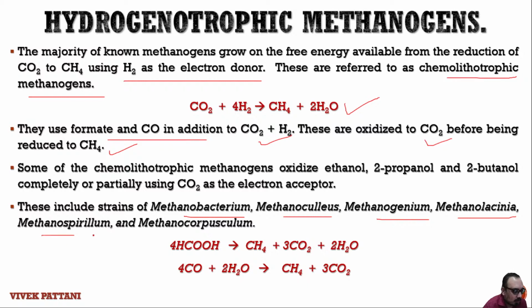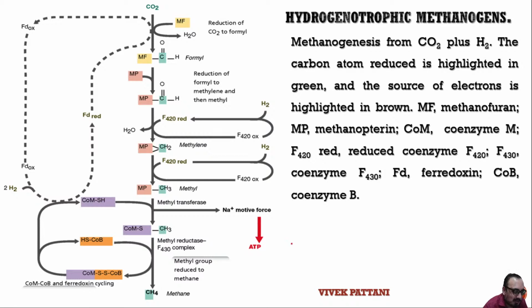Methanolacinia, Methanospirillum, Methanocorpusculum. These are examples of the reactions, where the first consists of formate and another consists of carbon monoxide. Now moving forward with the mechanism of the hydrogenotrophic methanogens.